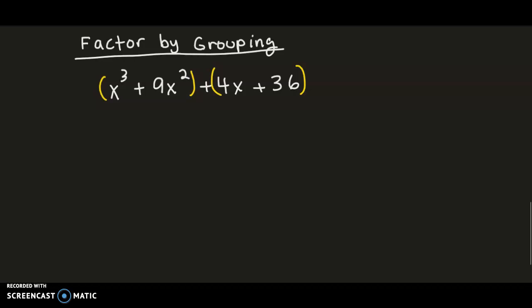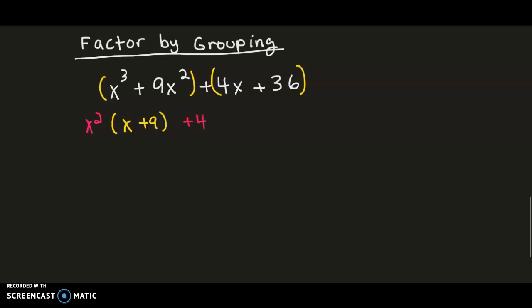And so let's factor out the greatest common factor. We factor out an x squared, and that leaves behind x plus 9. X plus 9. And then out of this term, factor out a 4.